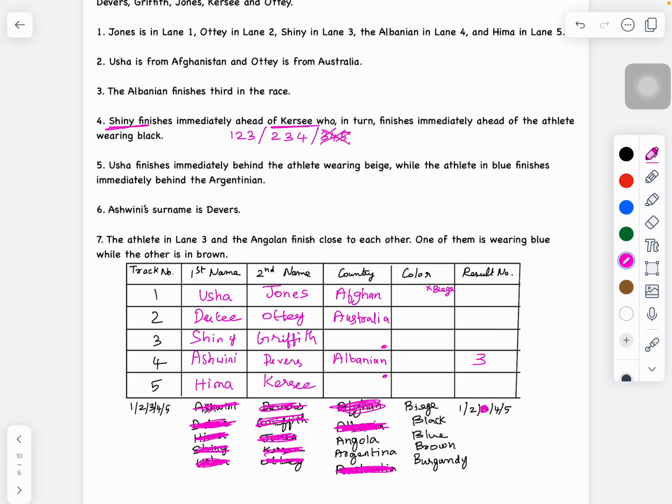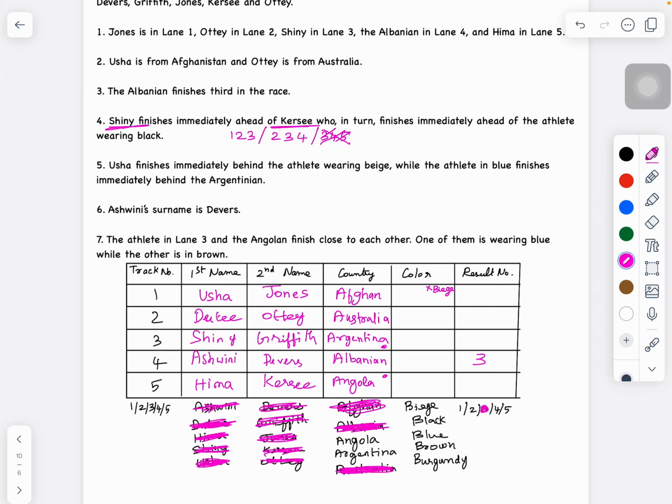Okay, and point number 7, athlete in lane 3, and the Angolan finish close to each other. Lane 3 and the Angolan. So for lane 3, only 2 possibilities are there, Angola or Argentina. But they are telling lane 3 person and Angolan. So the lane 3 person has to be Argentina. So this is Argentina and therefore this is Angola. And these 2 people finish close to each other.